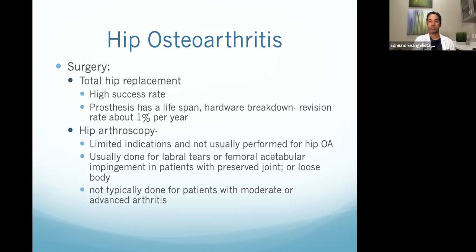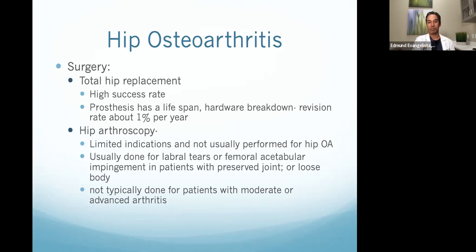However, we know that this prosthesis, the hip prosthesis, has a lifespan. So the hardware over time will break down and you may require a revision in the future. The estimated revision rate is about 1% per year. That's why many surgeons and patients try to avoid hip replacement at an early age.